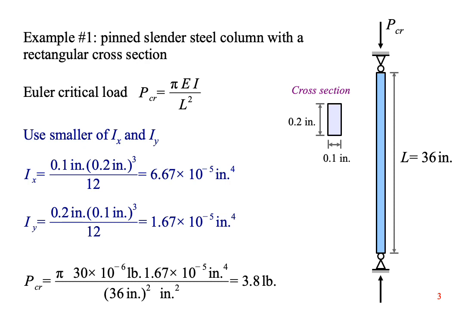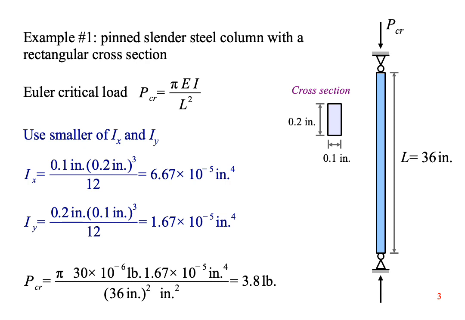When you calculate the critical load, make sure you use the smaller value of I, because the column will buckle in the weaker direction. In this example, we have a rectangular cross-section of 0.1 inches by 0.2 inches. The weak direction is I sub y, so we plug I sub y into the Euler critical load equation, and we find that it will buckle under a load of 3.8 pounds.